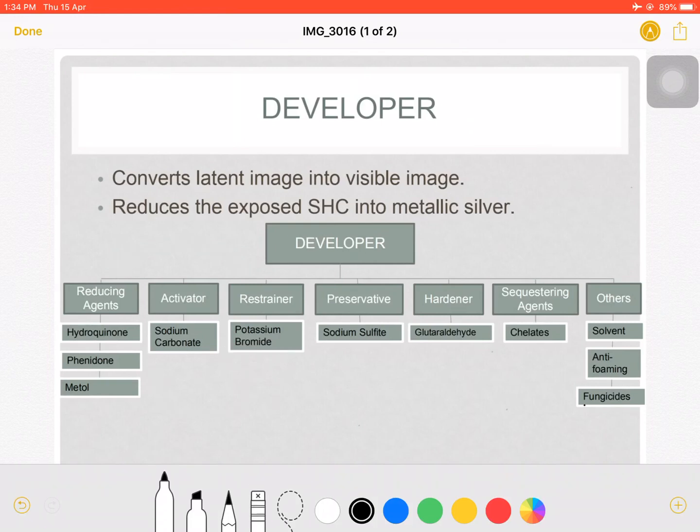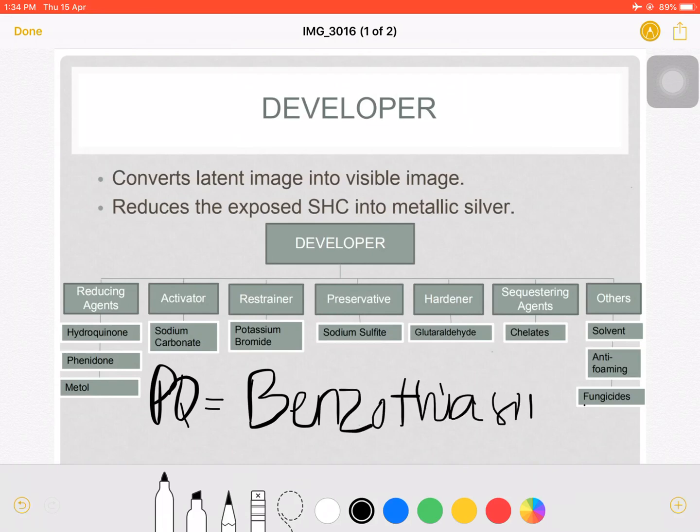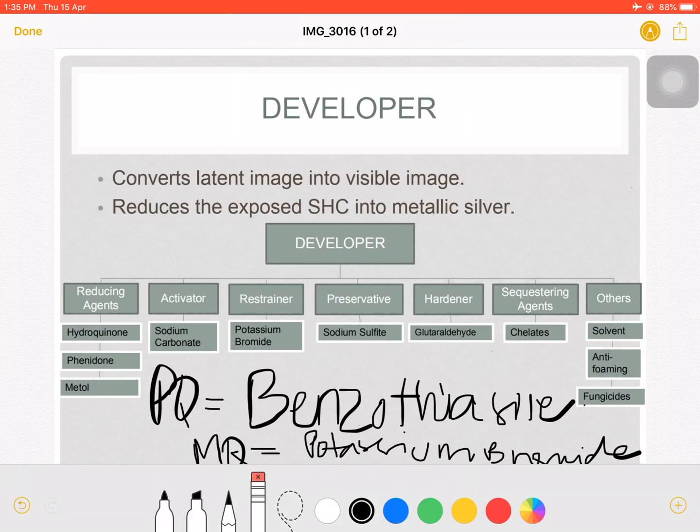Therefore, for a PQ developer, yung may phenidone na developer, meron siyang sariling restrainer na ini-add, which is the benzothiazole. Benzothiazole is the organic restrainer which is added to PQ developer, since bromide cannot restrain our phenidone. And the bromide is responsible to control the activity of our reducing agent. Okay? So again, benzothiazole, the organic restrainer that is added to PQ developer, since our bromide cannot restrain our phenidone. So kapag MQ developer yung gamit, ang gagamitin natin na restrainer ay potassium bromide. Si benzothiazole is just for PQ developer.